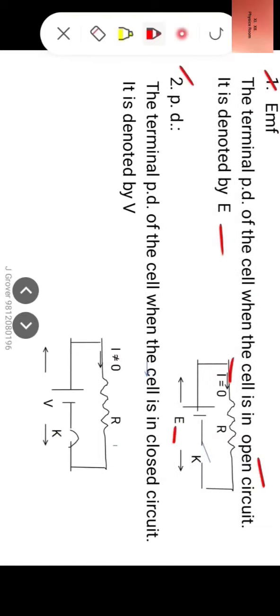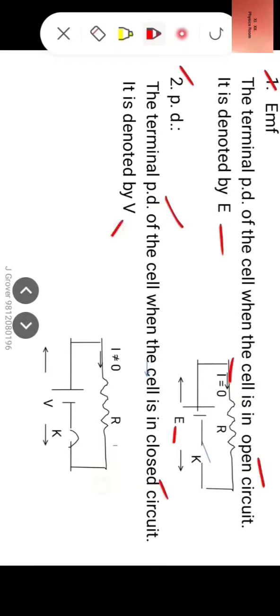2. PD of the cell, that is potential difference of the cell. The terminal PD of the cell when the cell is in closed circuit. I repeat, the terminal PD of the cell when the cell is in closed circuit, and it is denoted by V.